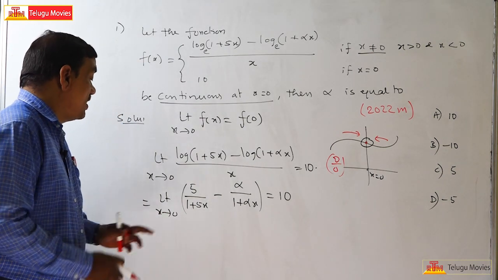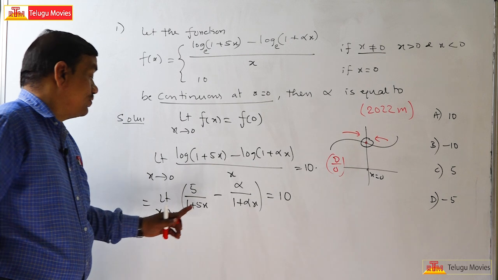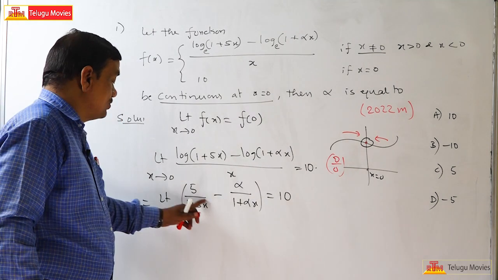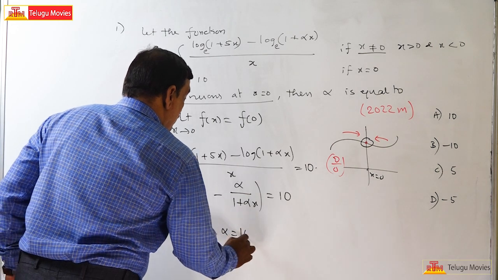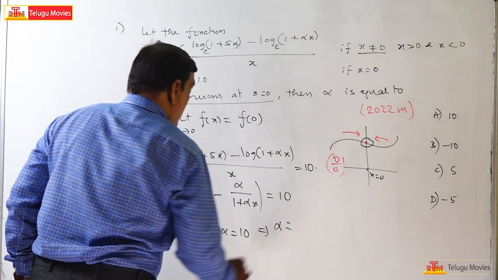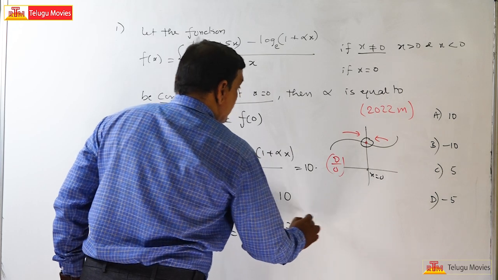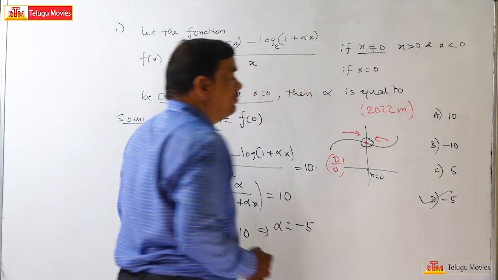Very easy problem. As x value approaches 0, wherever x is there, substitute 0. So this is equal to 1. Therefore, this is 5 minus alpha is equal to 10. Therefore, alpha is equal to how much? Minus 5. Therefore, option D will be the correct answer.